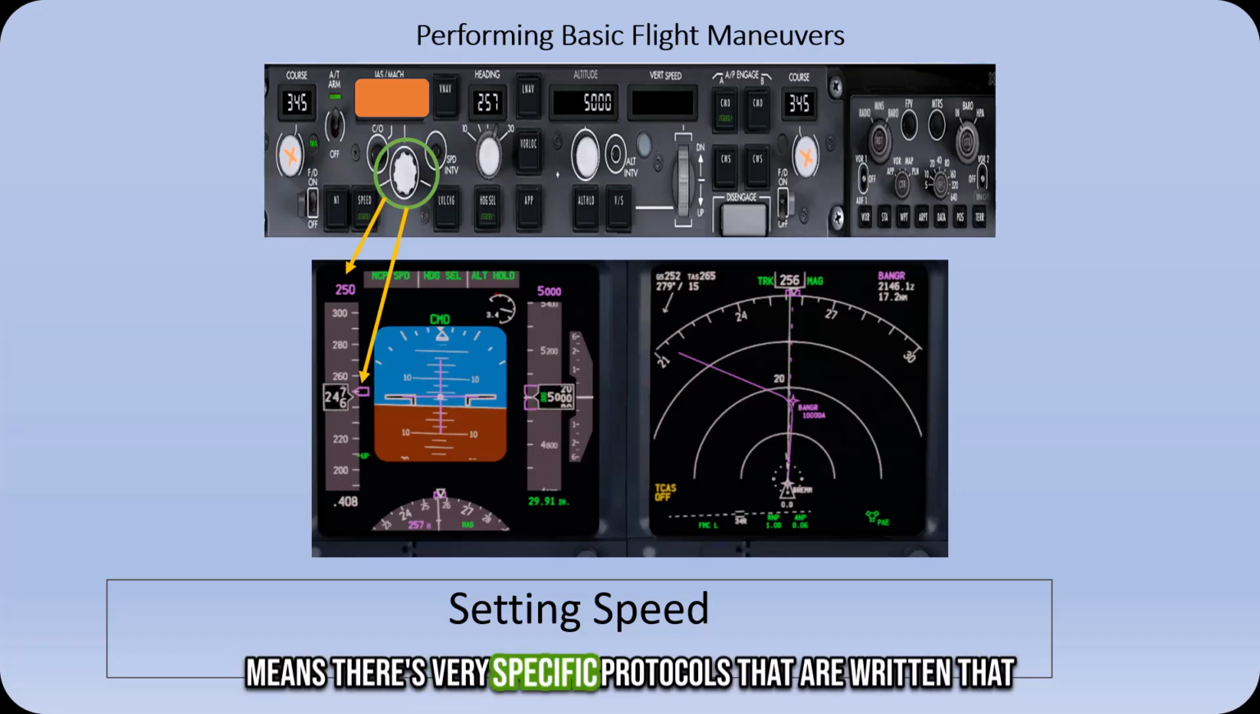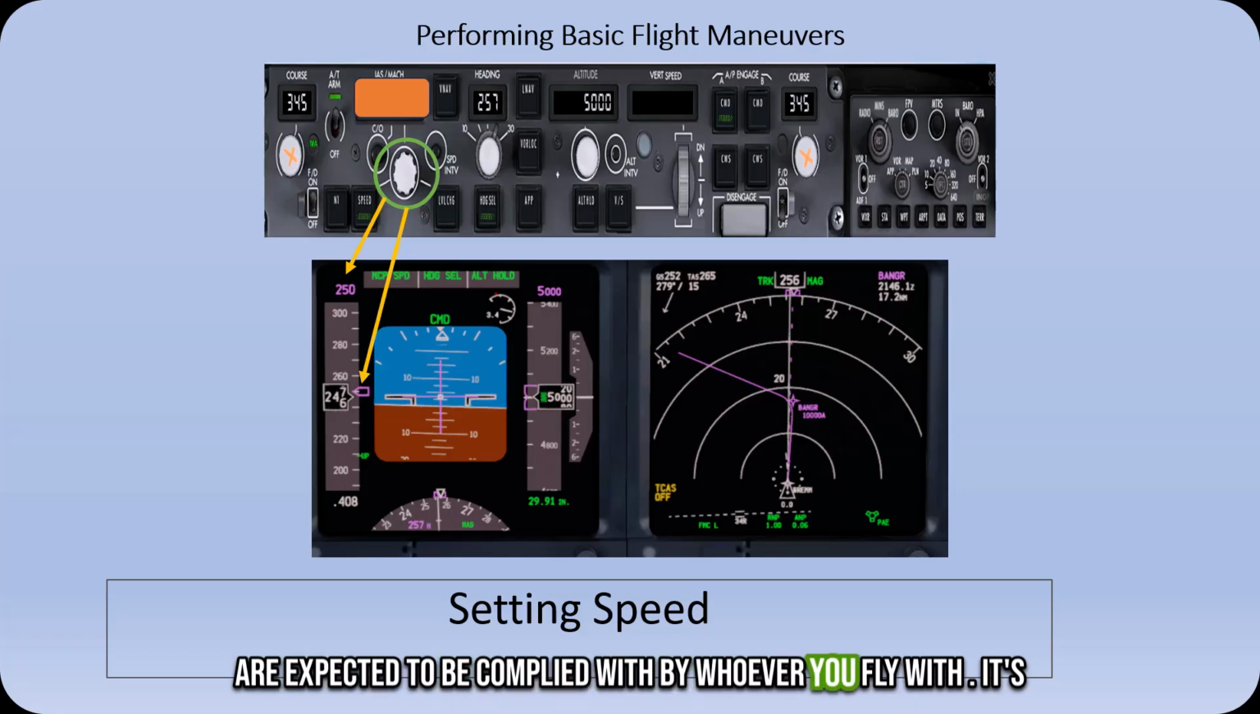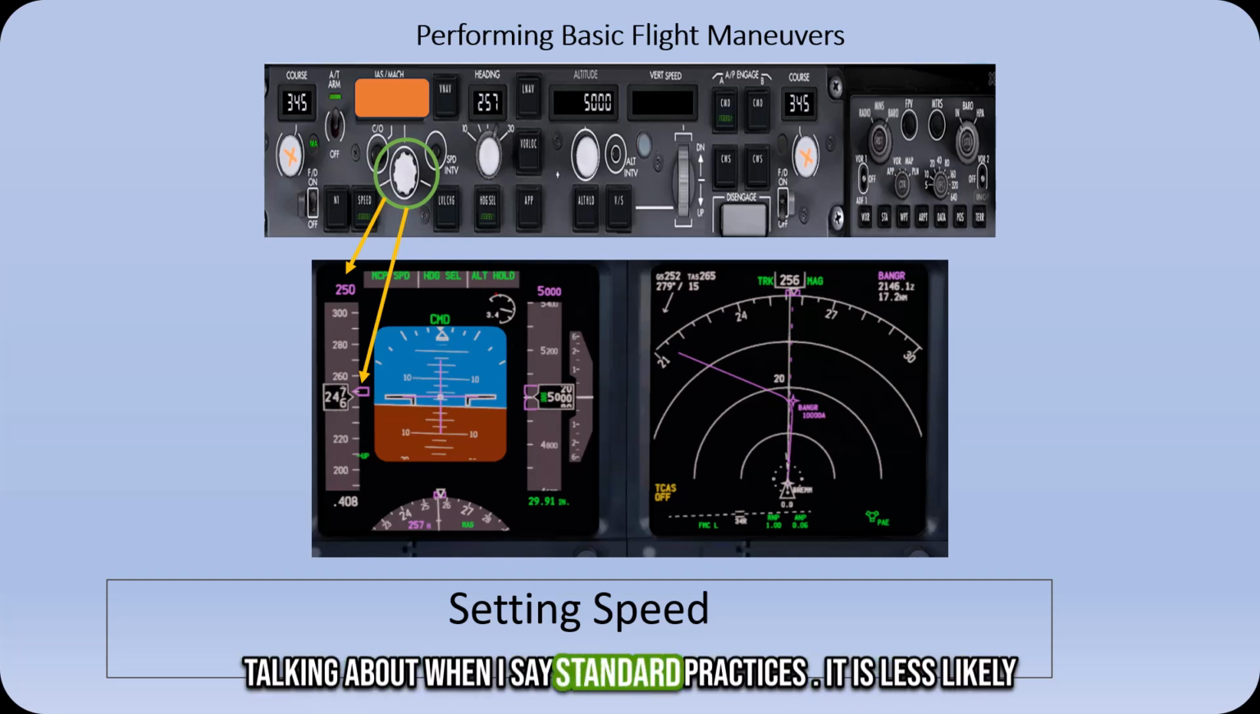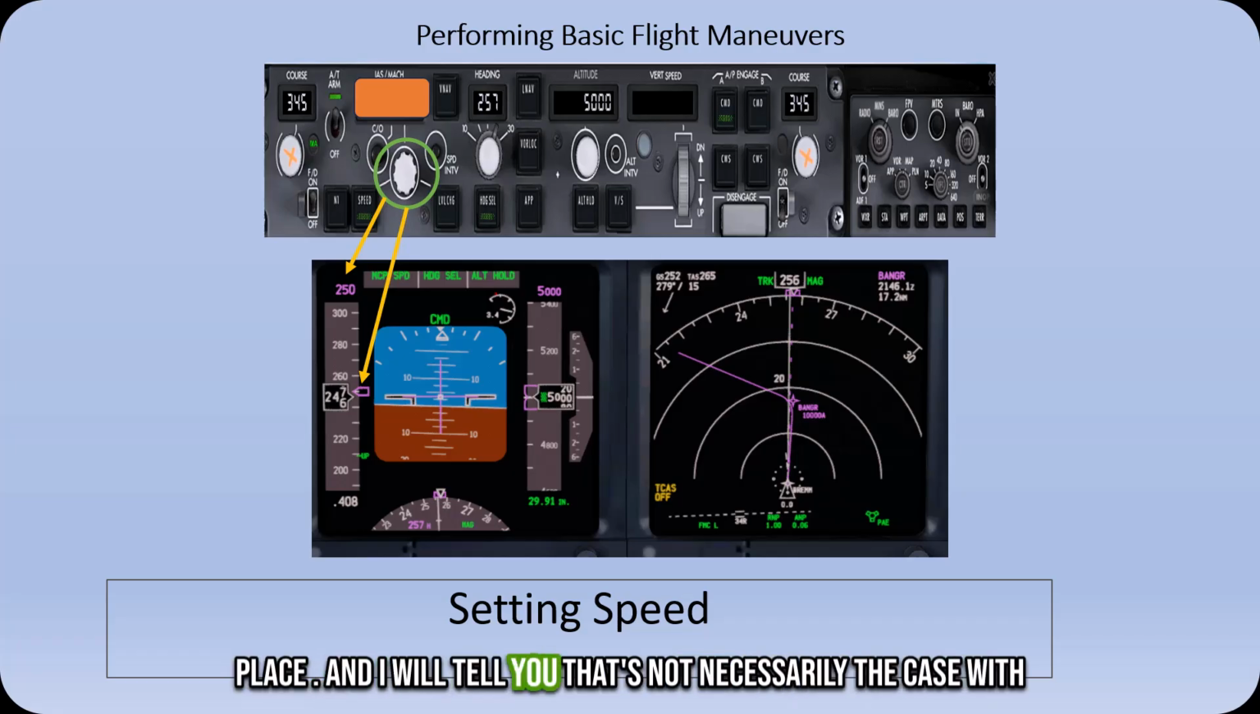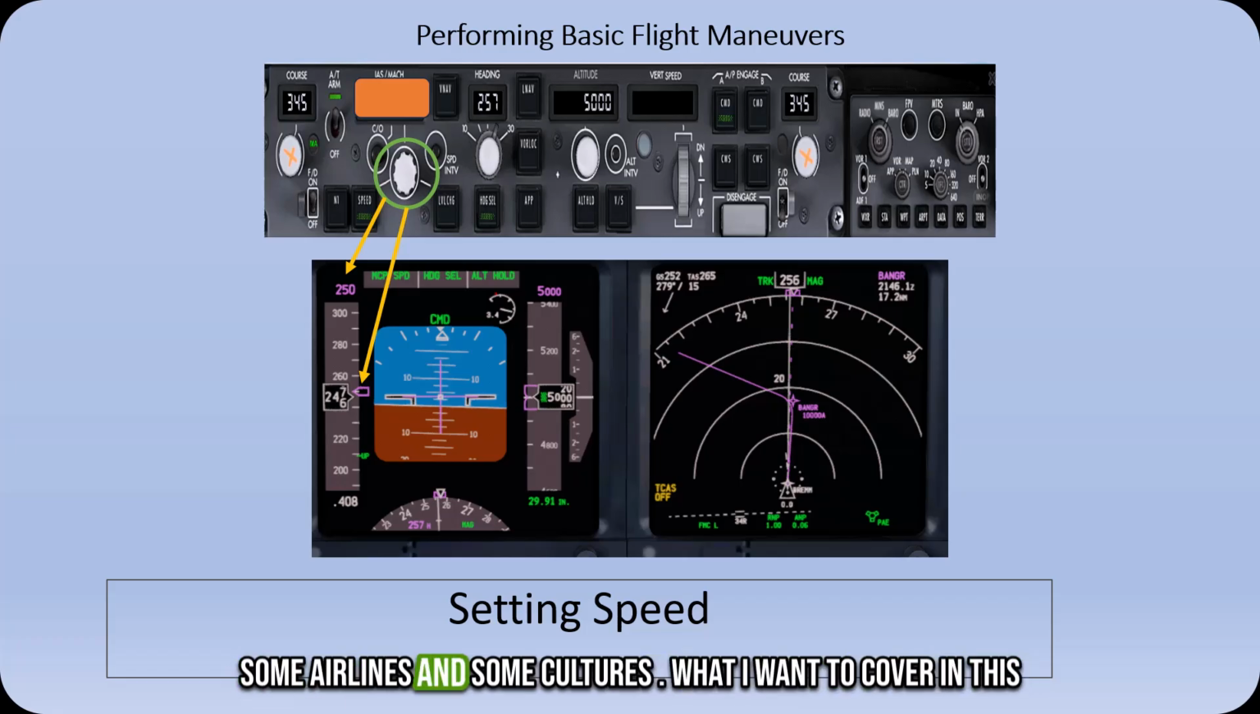That means there's very specific protocols that are written that are expected to be complied with by whoever you fly with. It's not going to be some individual processes. This is what I'm talking about when I say standard practices. It's less likely to result in some of the common errors that occur with the monitoring process when those type of protocols are in place. And I will tell you that's not necessarily the case with some airlines and some cultures.